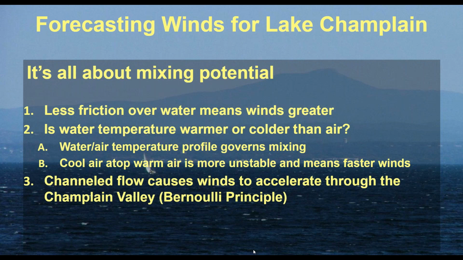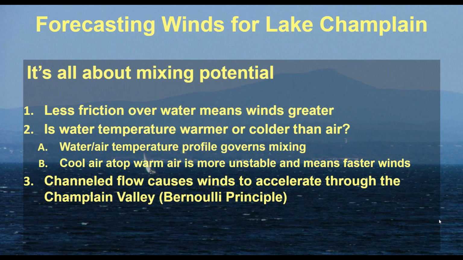So briefly here, we'll discuss forecasting on the winds on Lake Champlain. It's all about mixing potential. There's less friction over the open water compared to the trees and mountains and buildings that cover much of the landscape. And water temperatures work much differently from the air. They are much slower to respond than air temperature. So oftentimes, as we are dealing with the fall and winter months, you have a lot of cold air rushing in, but the water's still warm from the summer heating, which makes the conditions unstable and means faster winds.